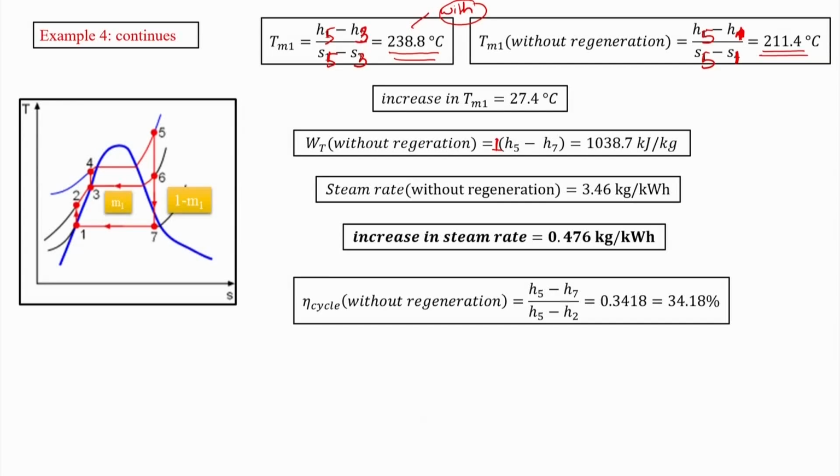And the efficiency of the cycle without regeneration is H5 minus H7, that is turbine work, divided by heat addition, which is H5 minus H2, and this is 34.18. But efficiency with regeneration has increased by 1.18%. So this is how we would have solved this example for the regeneration case.